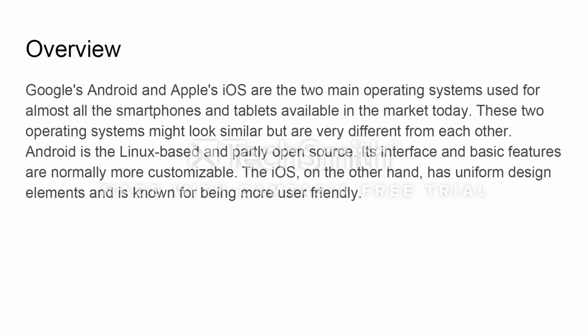Google's Android and Apple's iOS are the two main operating systems used for almost all the smartphones and tablets available in the market today. These two operating systems might look similar, but are very different from each other. Android is Linux-based and partly open source. Its interface and basic features are normally more customizable. iOS, on the other hand, has uniform design elements and is known for being more user-friendly.